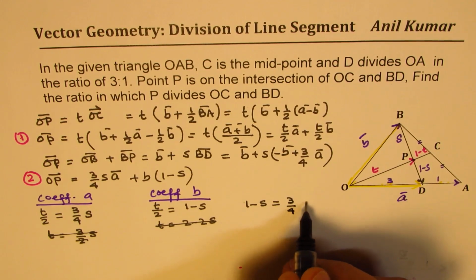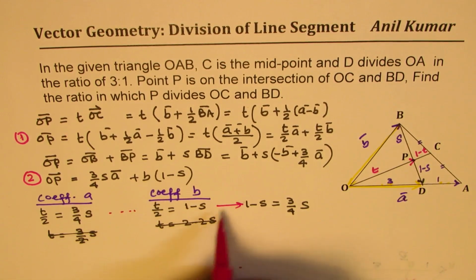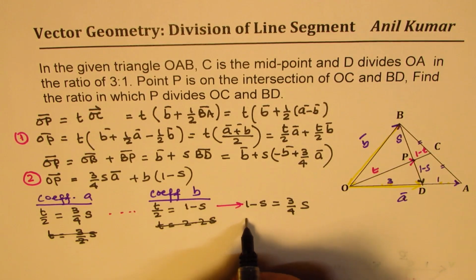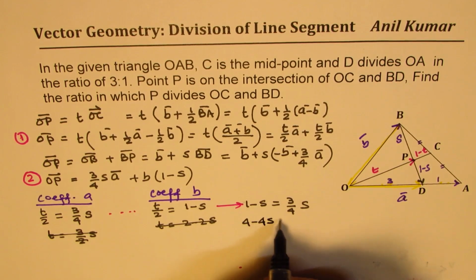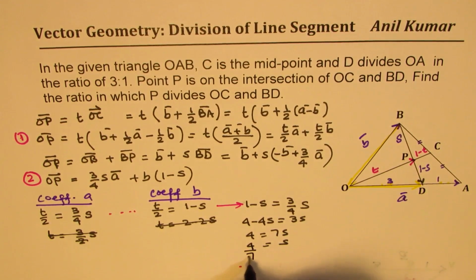Clear, right? So from here itself, we can actually get our equation, right? We get this. T over 2 is 3 over 4s and 1 minus s, so they are equal. Okay, this is better. So now we'll cross multiply, so we get 4 minus 4s equals to 3s. Taking it on this side, we get 4 equals to 7s, or s is equals to 4 over 7. So we get the value of s.